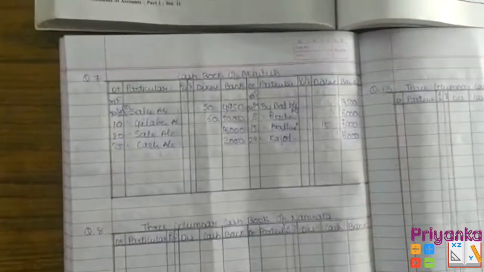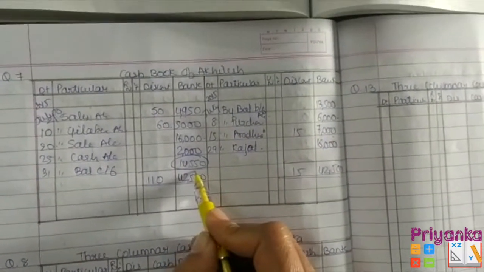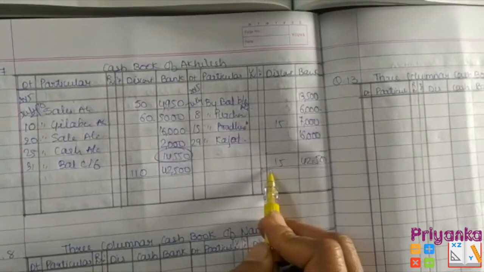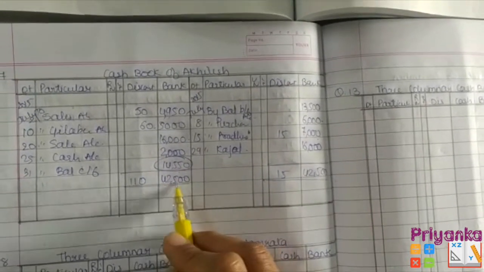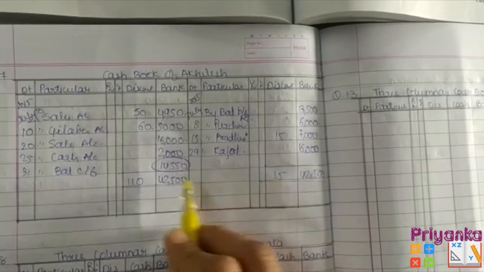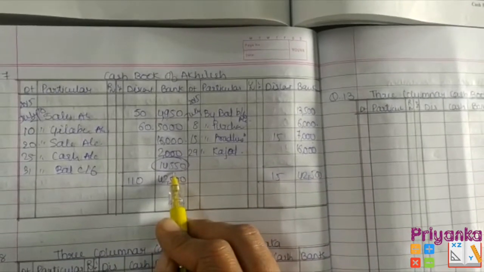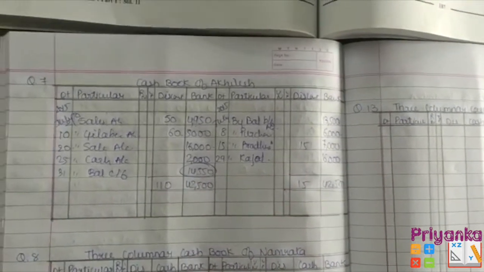At the end, make the total. This was the end of this. Got the total 14,550. Don't take the balance of the discount column and only remove the bank column balance. Here I found the closing and here I wrote. Here we finish with the question number 7.